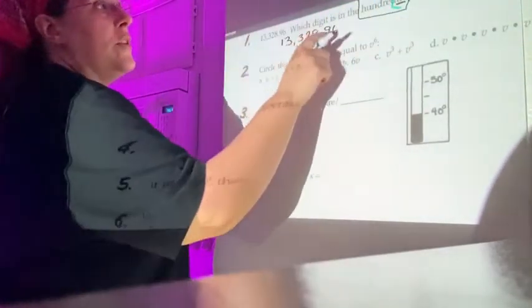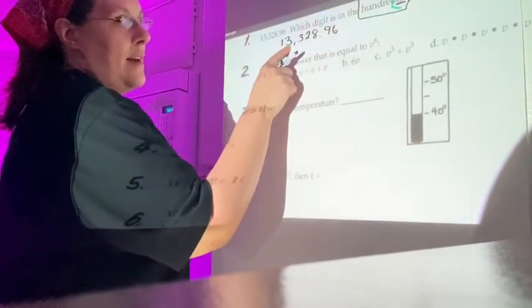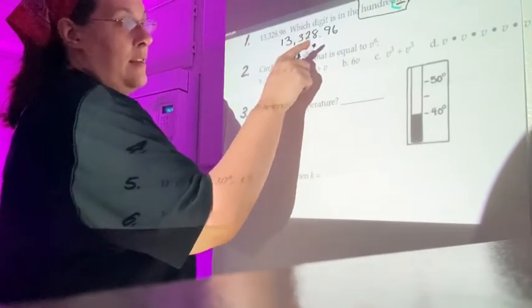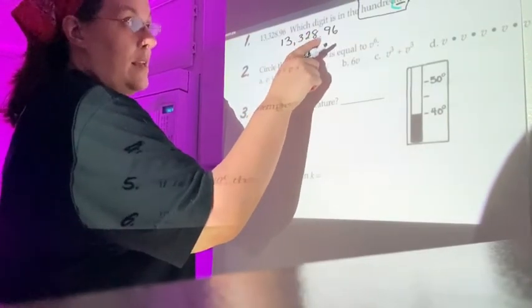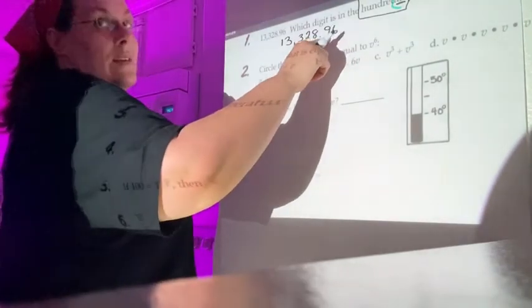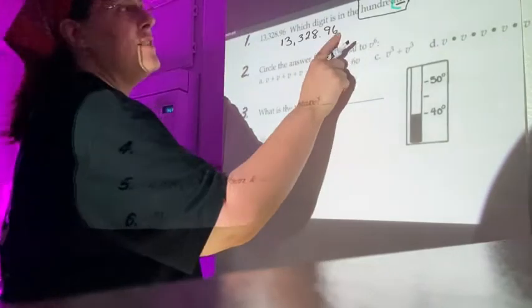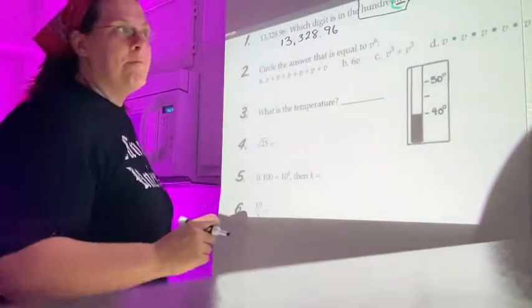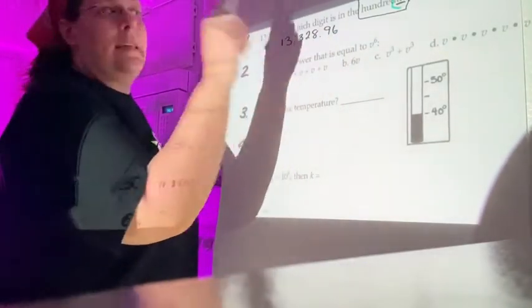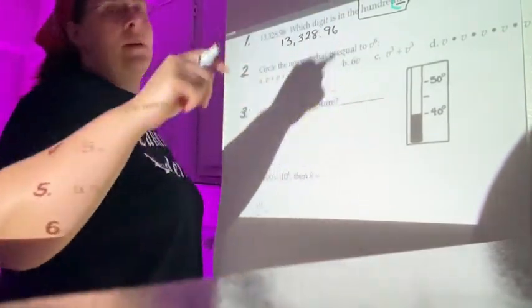So when we look at this number, we have ten thousands, thousands, hundreds, tens, ones. Then we have the decimal point. We skip over, we go tenths, hundredths. So what digit's in that place? It's definitely not the 1. It's not the 3. It's not the 3. It's not the 8. It's not the 2.